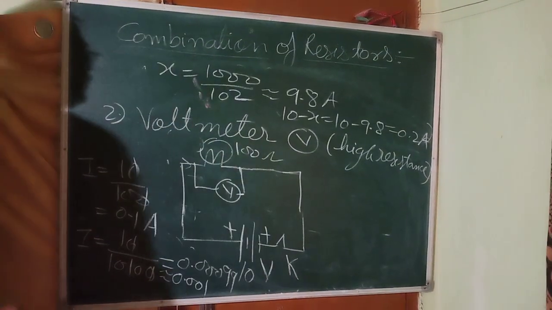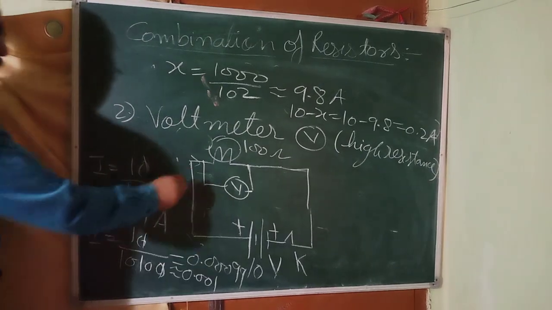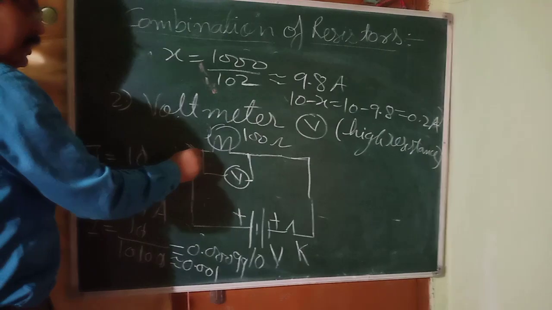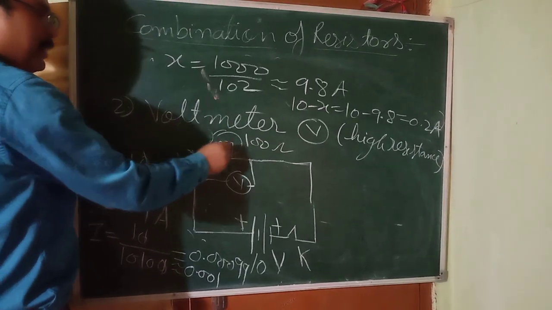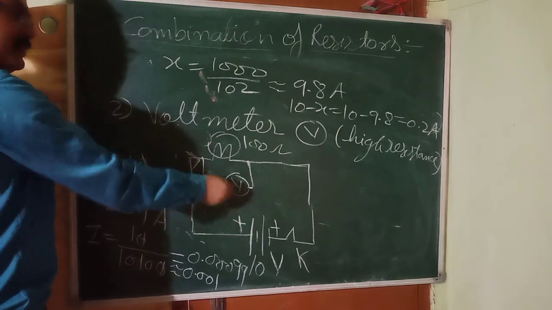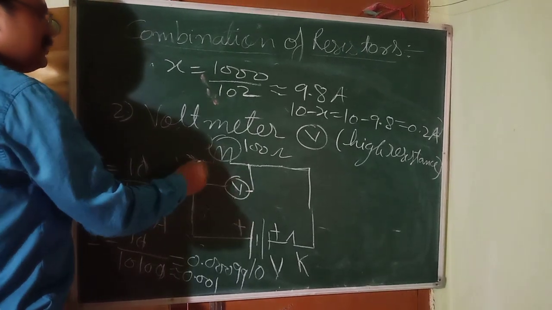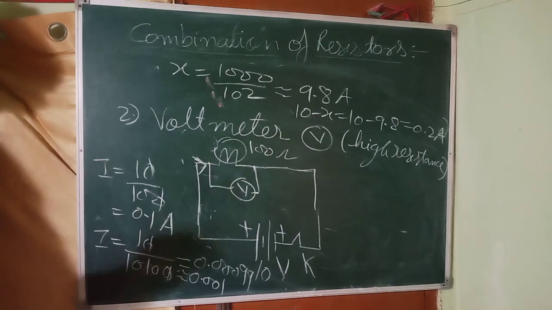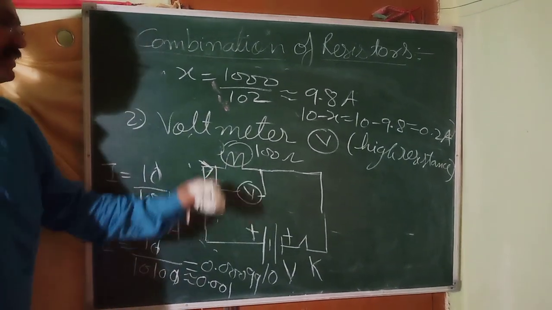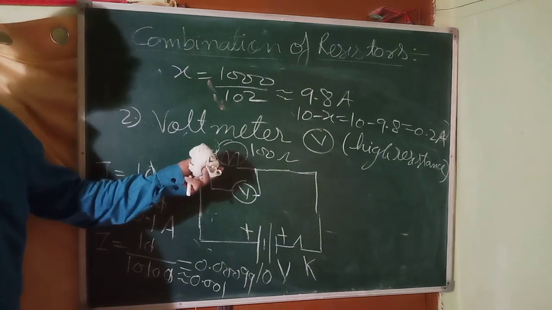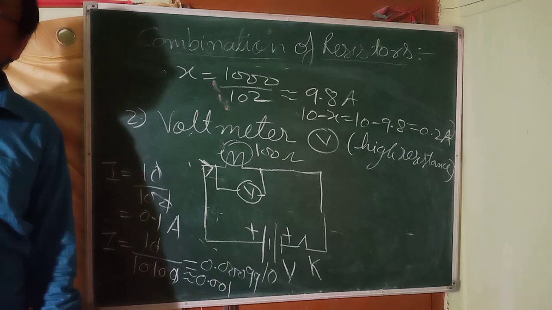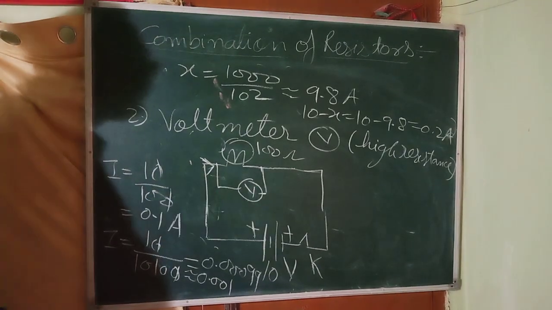Why? Because if it is connected in parallel, then whatever current is flowing through the circuit, most of the current will pass through the bulb, because the resistance of the voltmeter is higher than the bulb, and the least current will pass through this. So the bulb will keep on glowing. Also, in parallel, we know that resistance decreases. As the resistance becomes lesser, more current will flow through the circuit. And that's why the voltmeter is connected in parallel.